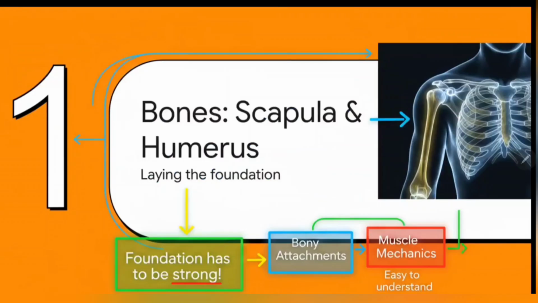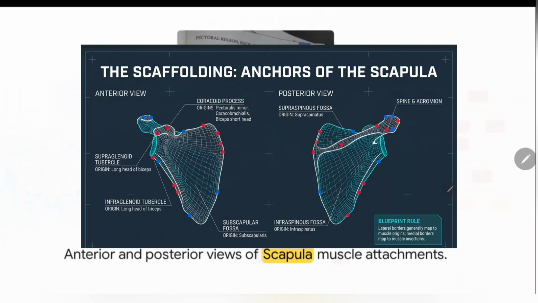All right, section 1. Bones, scapula, and humerus. Time to lay down the foundation. You know what I always tell my students, right? Base strong hona chahiye. Let's build that rock-solid foundation by looking at the anterior and posterior views of the scapula. Notice these major landmarks acting as massive anchors.